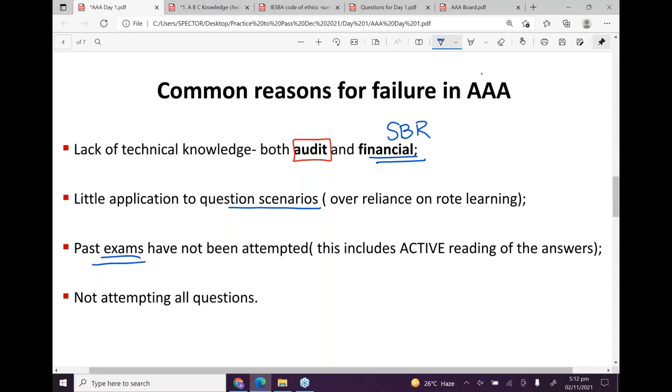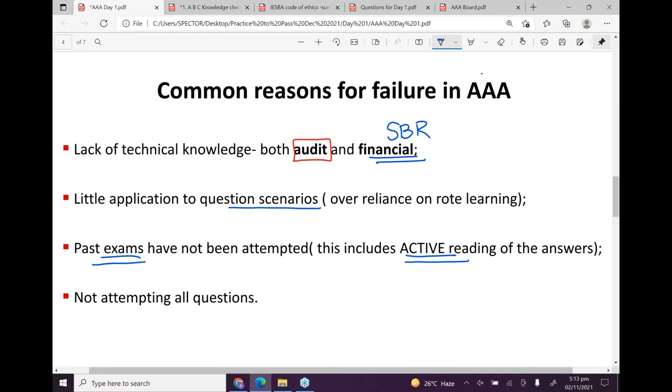If there are 80 questions in the revision kit, I don't expect you to attempt all 80 of them by hand. However, all 80 need to be attempted one way or the other. So for example, what we're going to do today and the following 4 days: read the question, jot down the key answer points, and then read the answer actively.